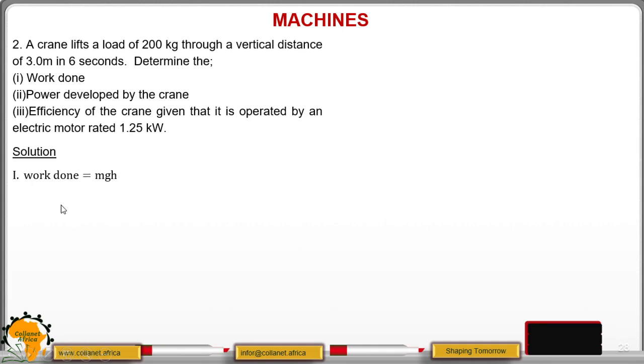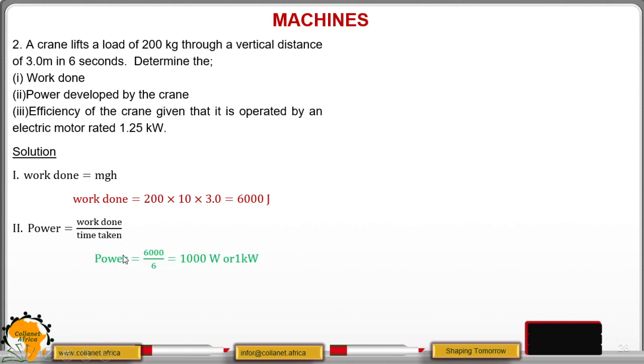We proceed as follows. 1, we know that work done is equal to the potential energy. So work done will be 200 times 10, that is the weight, then multiplied by the distance. So you get that it is 6,000 joules. Then part 2, you're supposed to get the power developed. Power is always given by work done over time taken. So you get your work done, which is 6,000 joules, divided by the time, which is given as 6 seconds. You get that power is 1,000 watts.